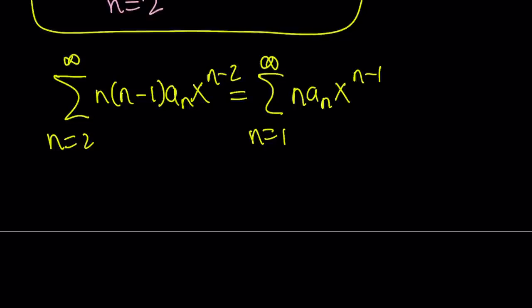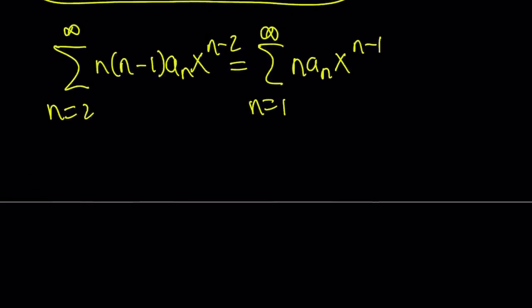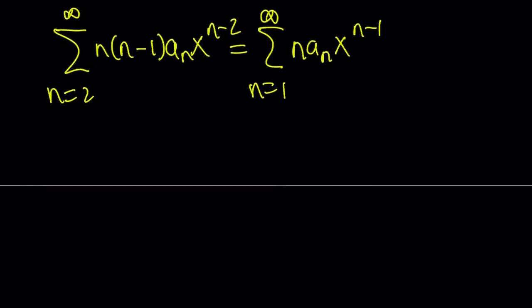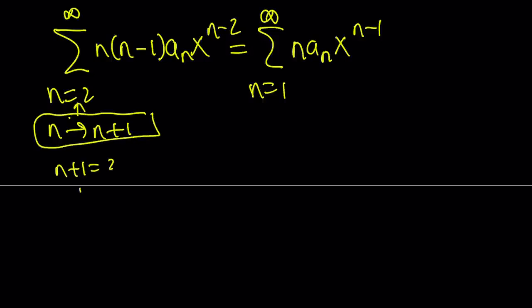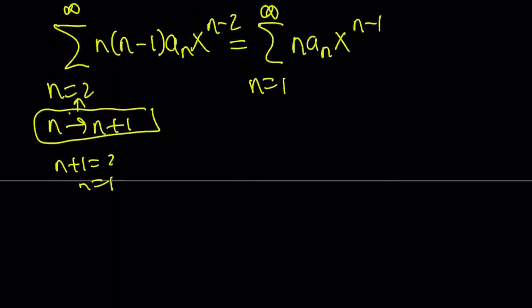We don't care about x. Obviously, we just want to focus on the n and a sub n values. Anyways, let's go ahead and do the following. I want to replace n with n plus 1 here. If I do that, that's going to give me n plus 1 equals 2, which means n equals 1. So that's going to start our first thing at 1 as well. That's kind of important because we're going to be able to put them together if n starts at 1. Okay, I hope that makes sense.